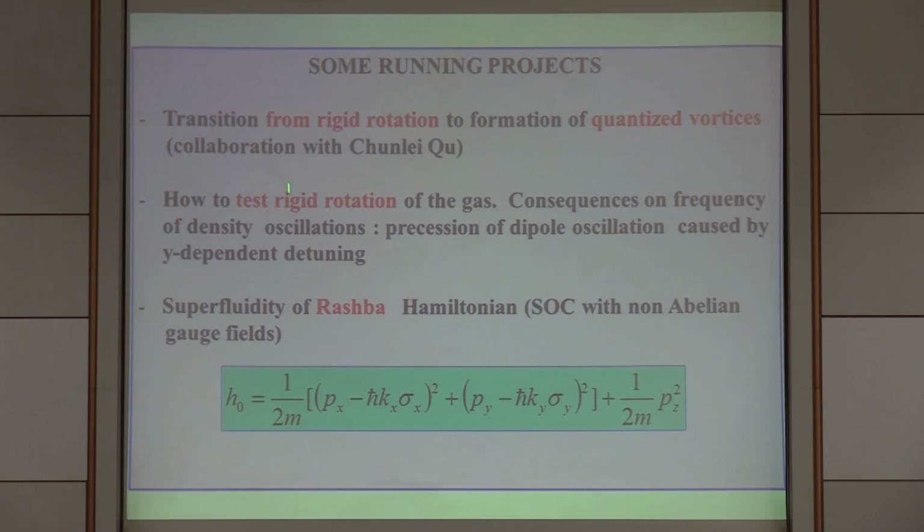Then a challenging question is how to test experimentally the fact that you have a rigid rotation. Because if you don't see the vortices, it's not easy to reveal the fact that the system rotates in a rigid way. There are, however, possibilities to study the coupling between the rotation and the collective oscillations.